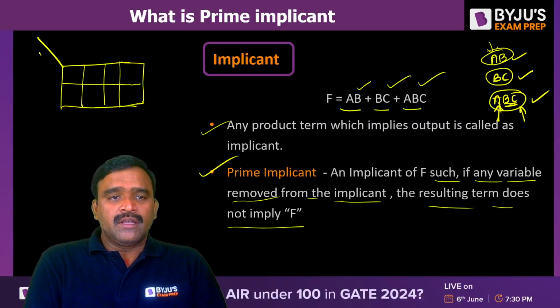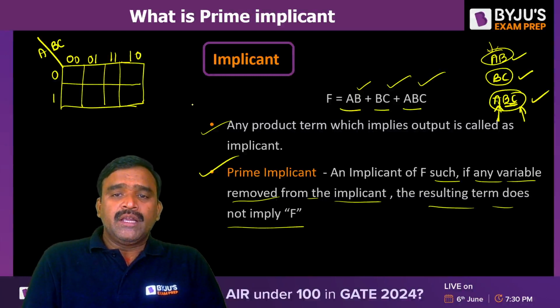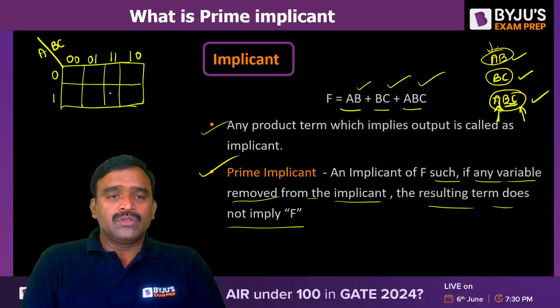So this is the A and this is BC, for example. And the A value can be 0 or 1. BC values are 0 0, 0 1, 1 0, 1 1. Let us suppose, okay. And AB is nothing but A term, B term, both are ones. So if you have two ones here, this will come under AB.